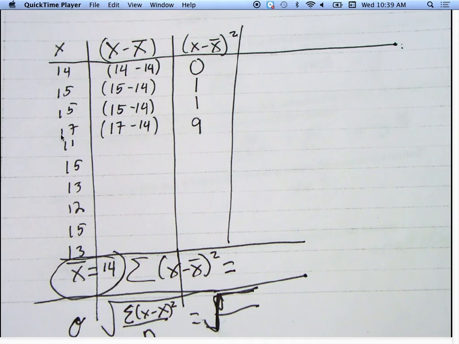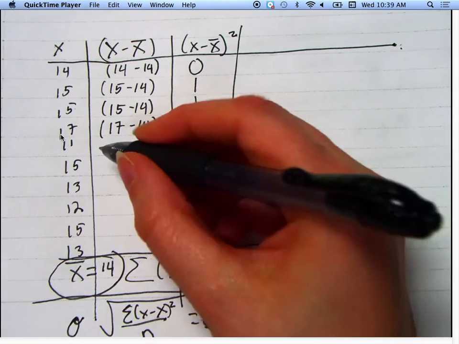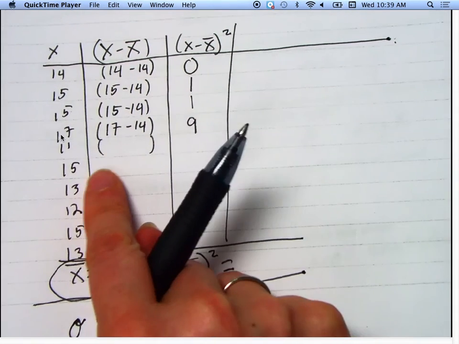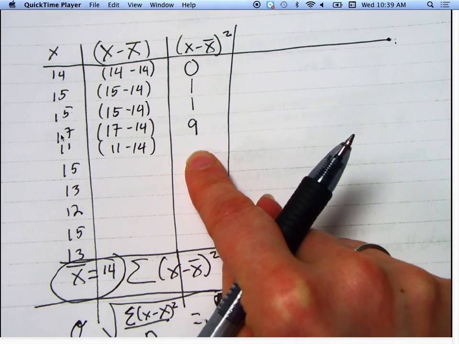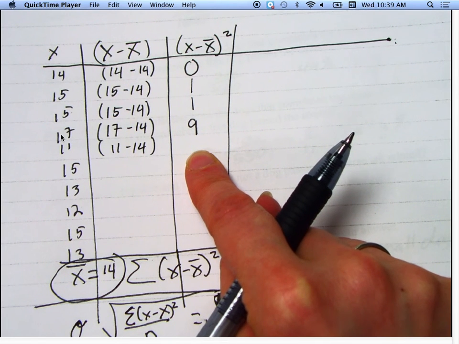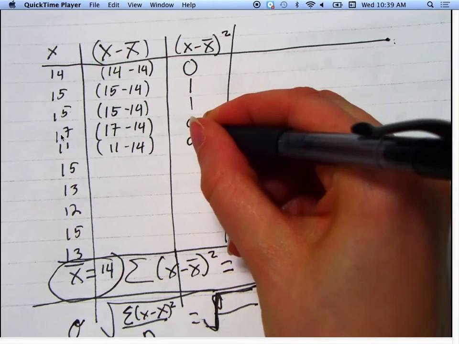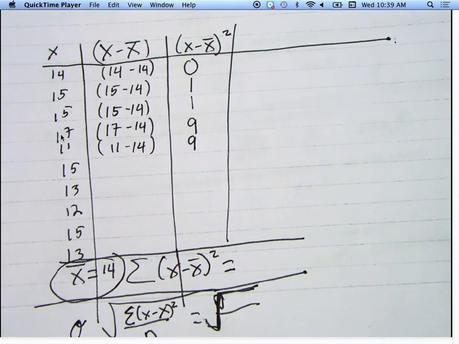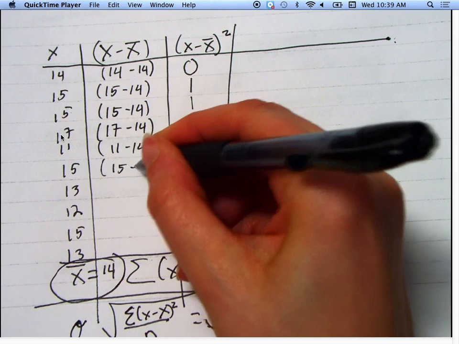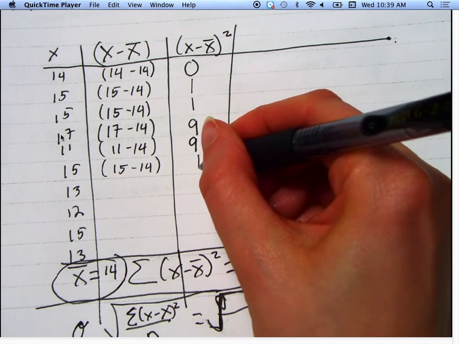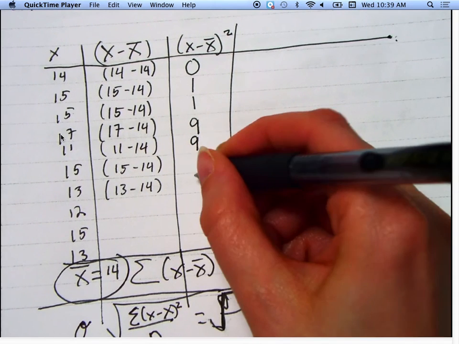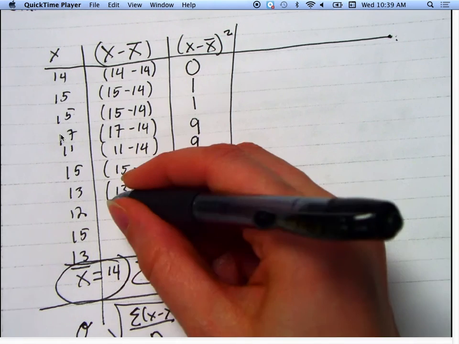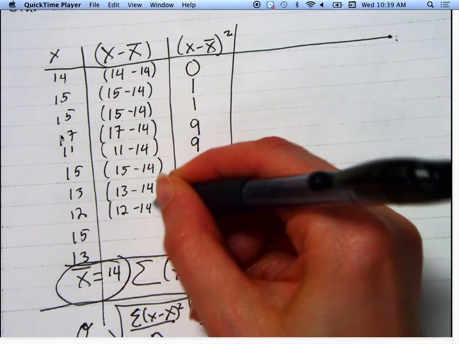Okay, you get the point of what we're doing right here? What numbers am I going to write in here? 11. 11 minus 14 is? Negative 3. And negative 3 squared is? Positive 9. 15 minus 14 is 1. 1 squared is 1. 13 minus 14 is negative 1. Negative 1 squared is 1. 12 minus 14 is negative 2. Negative 2 squared is?